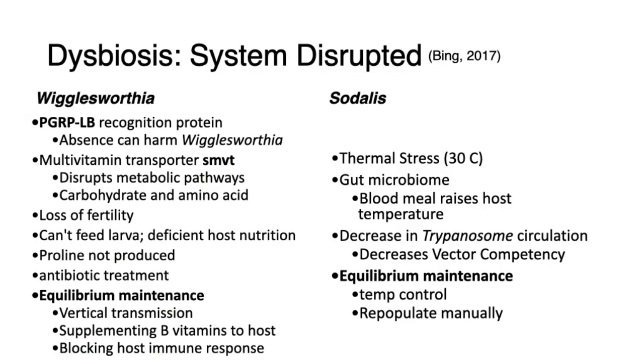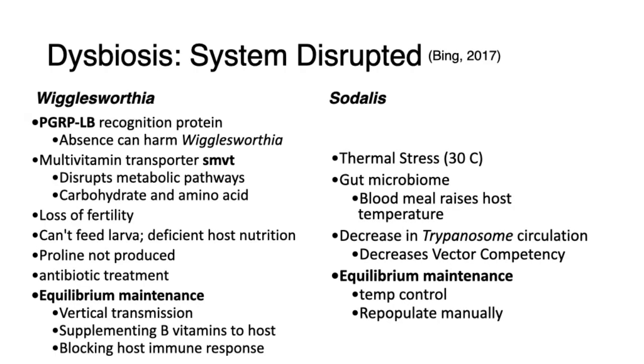So we now understand how both of these symbionts play into the role, how the symbiosis has been established, and how they work well. But what happens when the system is disrupted? So we're going to take a look at both sides, some imbalances, and how we can bring back an equilibrium. Starting off with Wigglesworthia, remember we talked about this recognition protein, PGRPLB. The absence of it can harm Wigglesworthia because it helps to be recognized as a friend by the host to resist the antimicrobial peptides. Without PGRPLB, it's not going to have anything to say, hey, I'm a friend here, I can help you, and it's going to get degraded.